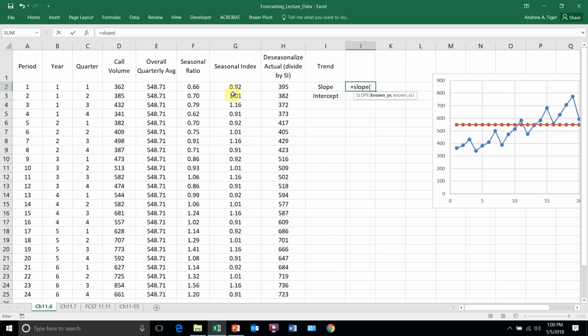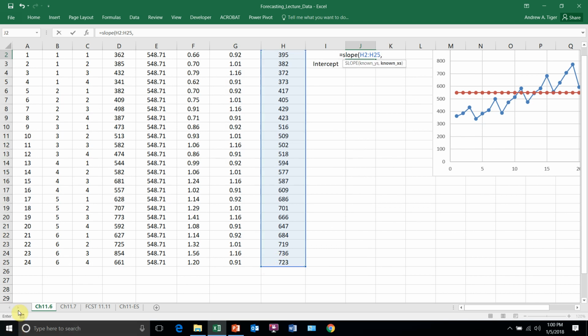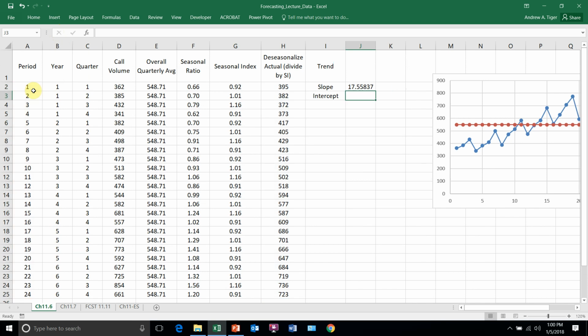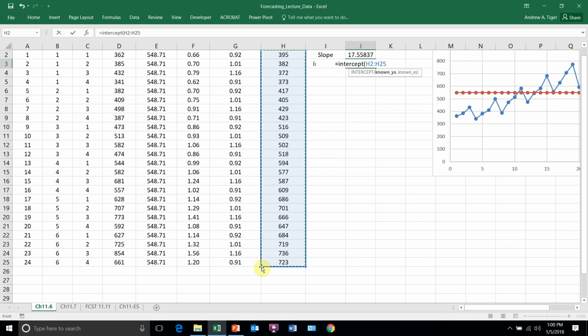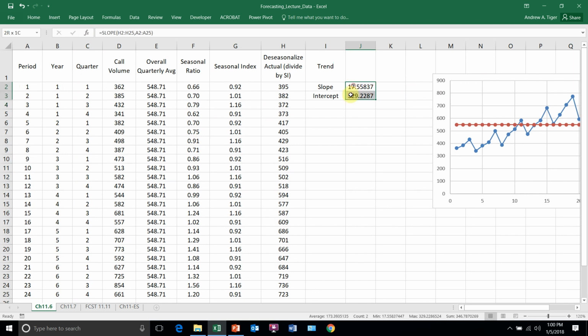Here are my y's. This is my deseasonalized data. And here are my x's. Same thing on this one as I calculate the intercept. Here are my y's, my x's. Now that I've done that, I'm going to take that and forecast the future.